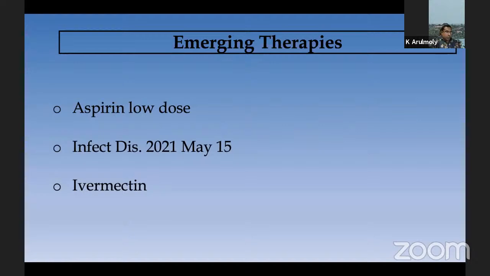Before I wind up, there are a few emerging therapies. A few trials showed that low dose aspirin is beneficial. It's in the Infectious Disease journal. And as I said, ivermectin, and there are monoclonal antibodies. A few monoclonal antibodies are approved for early disease. So a few therapies are emerging, but there is no sound evidence for these medicines. And supportive therapy, as you know, is important for COVID pneumonia. Thank you very much.